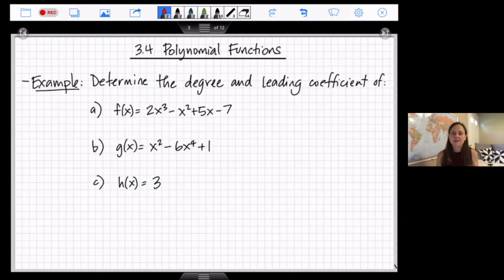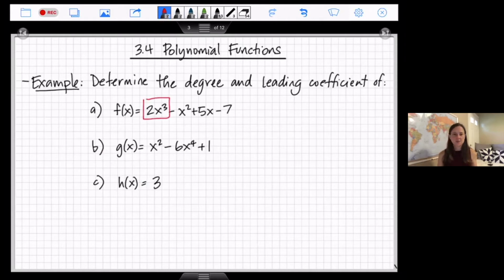The main skill I want to get out of this video is for us to be able to identify degree and leading coefficient of any polynomial that we look at. All right, so the degree, remember, was the highest exponent in the whole polynomial. So for f of x, that is the exponent that's living in this term.